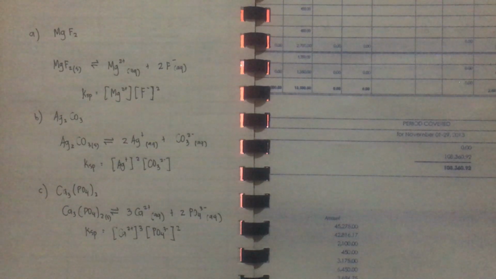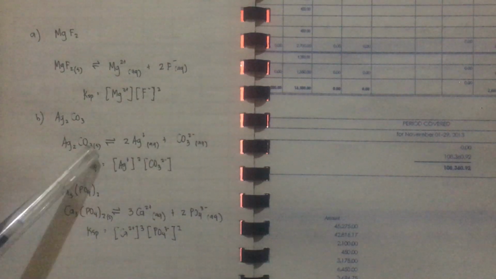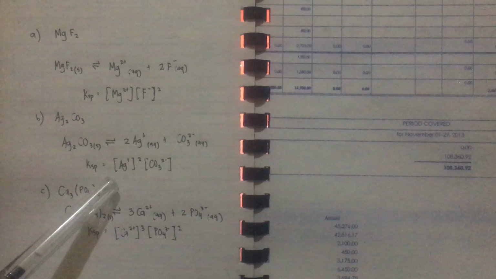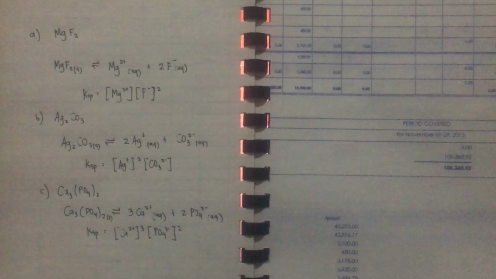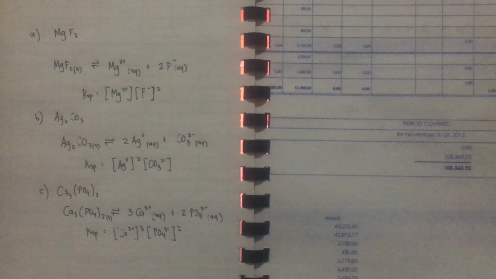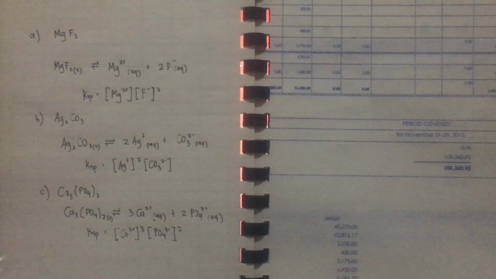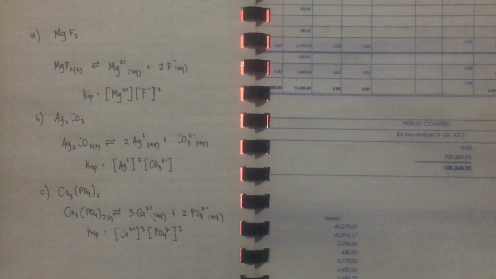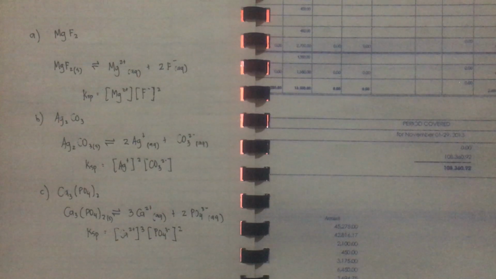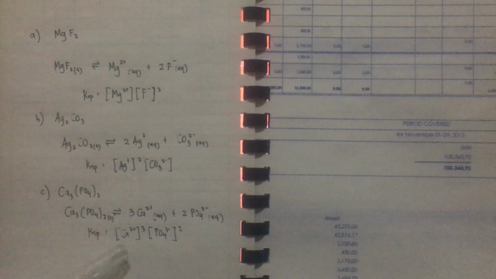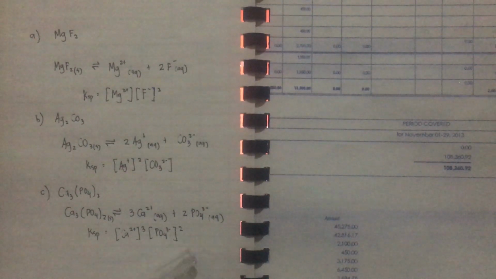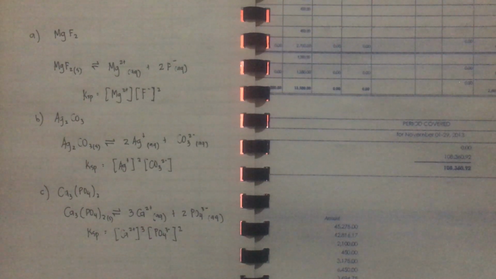Next we have silver carbonate. This is the silver carbonate dissolution. So the KSP is equal to the square of the silver ion concentration times the concentration of carbonate ions. And then last, we have calcium phosphate. Again, this is the dissolution reaction for calcium phosphate. So the KSP is the cube of the calcium ion concentration times the square of the phosphate ion concentration.